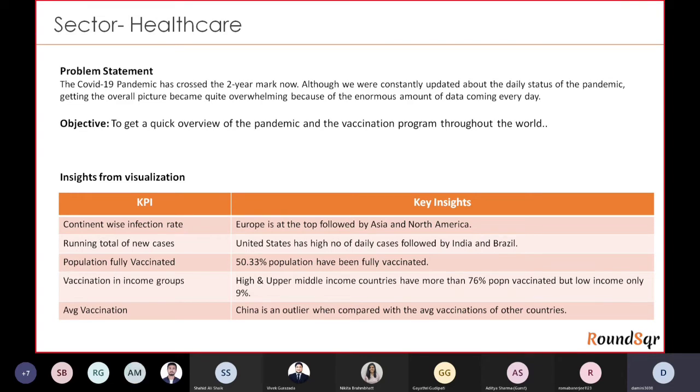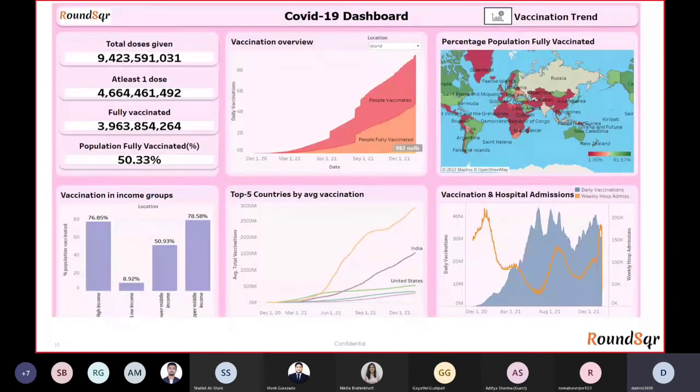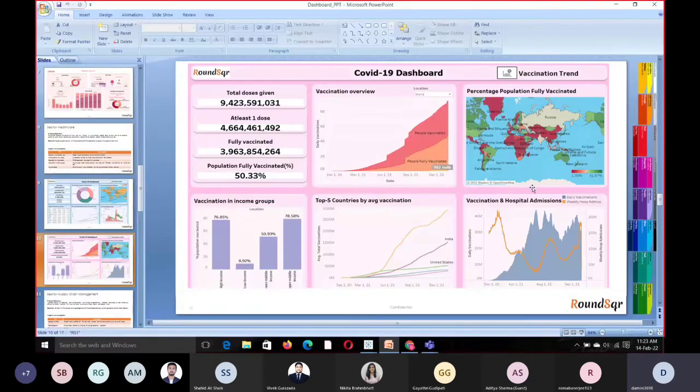Through this dashboard, we have presented an overview of the pandemic and the vaccination program throughout the world. Various insights from the visualization are the continental infection rate, the running total of new cases, the population fully vaccinated, the vaccination in different income groups, and average vaccination. The dashboard is bifurcated into two screens. The first one is the infection trend. This is just a screenshot. And the next one is the vaccination trend. Now I would like to go to the dashboard.